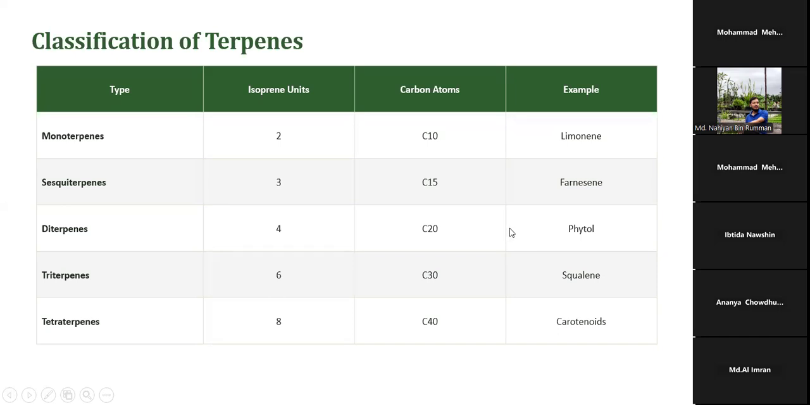Third is diterpene. It has 4 isoprene units making 20 carbon atoms. Phytol is an example of it and it is a part of chlorophyll. Fourth one is triterpene. It contains 6 isoprene units and the total number of carbon is 30, and squalene is its example. And finally, tetraterpene. It contains 8 isoprene units making 40 carbon atoms and the example is carotenoid, the pigment which is responsible for the orange and yellow colors of many fruits and vegetables, including carrots, tomatoes, etc.